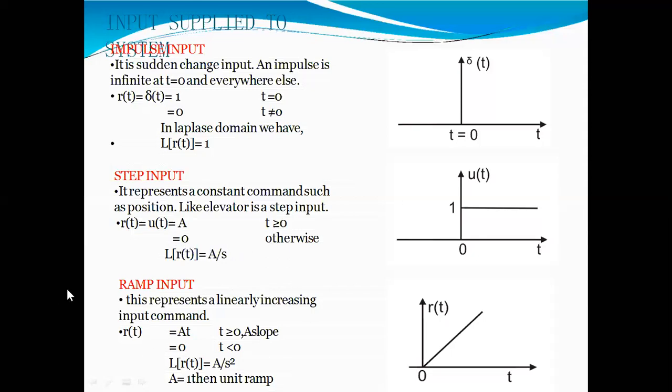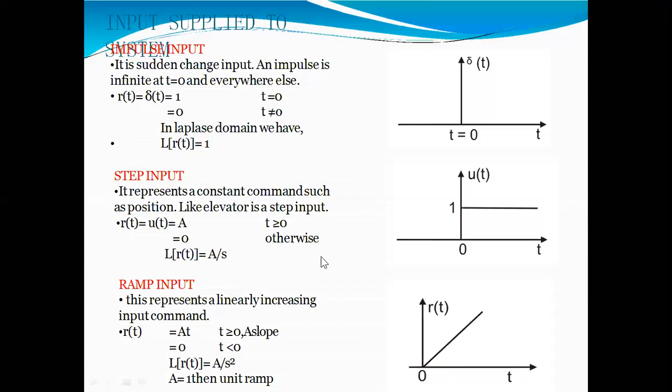Okay, now we have one more input to the control system, the ramp input. So ramp is represented by a linear increase with respect to time t. As you increase the value of t, your slope will get multiplied by that particular number also. Linearly increasing input command.